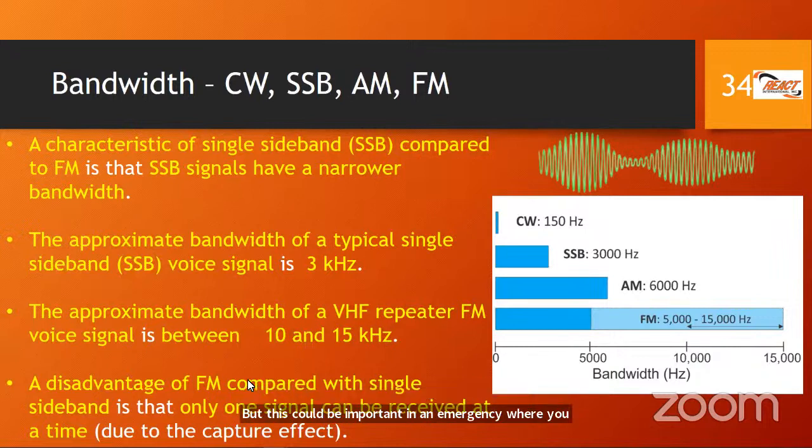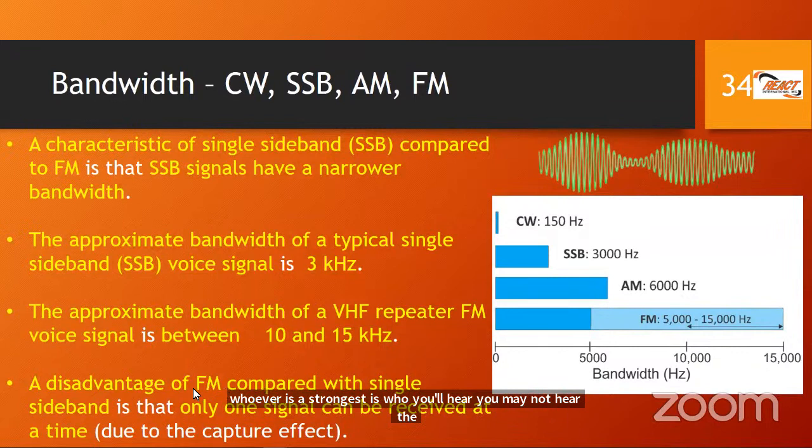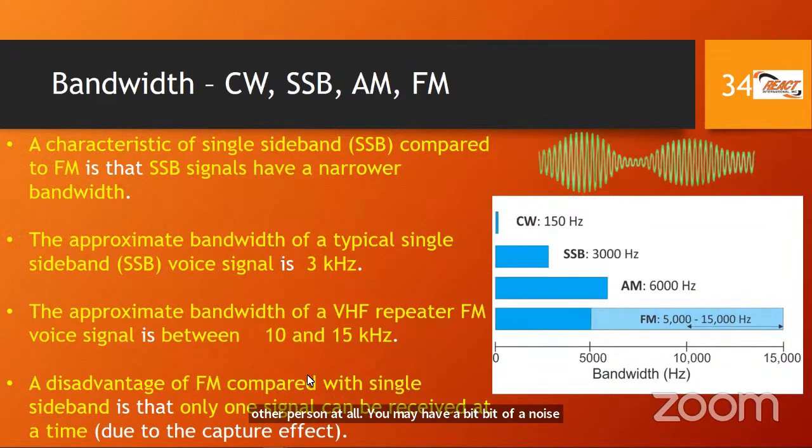people trying to get help, let's say in a disaster situation. Using single sideband, you will probably hear both of them, and you know that 2 people are talking and you need to help 2. Whereas on FM, whoever is the strongest is who you'll hear. You may not hear the other person at all. You may hear a little bit of a noise with it, but you wouldn't hear the voice at all due to the capture effect. So this is an exam question in yellow.